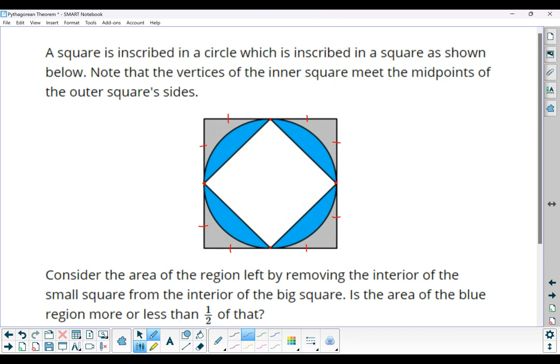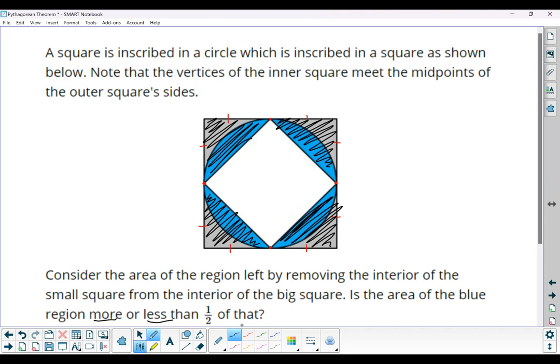So our question is, so we've got, I'm going to color over the top of it. It's kind of complicated. So our question is, if we think about this space right here that I'm scribbling in black, if we think about this area, our question is, is the area of the blue region more or less than half of that area that I scribbled in?